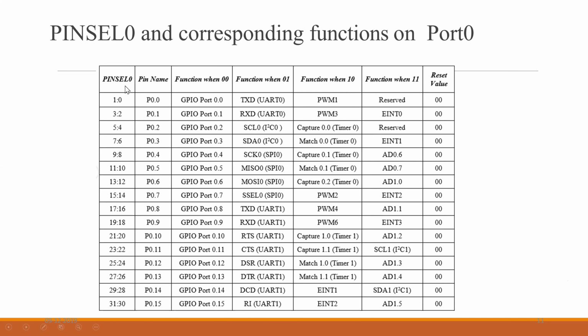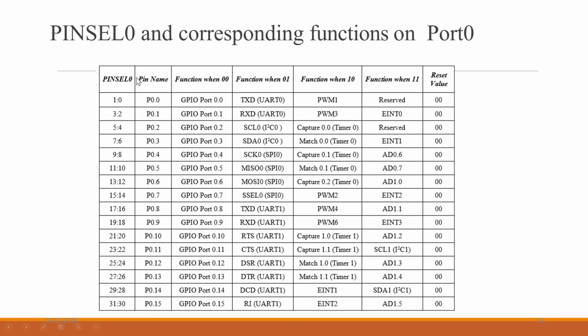In pin cell 0, for bits 0 to 1, if its value is 0 0, then it can be used as GPIO port. When its value is 0 1, it is used as TXD, that is the transmitter in UART transmission. When it is 1 0, it can be used for PWM1, which is some other function. And when it is 1 1, this is reserved. So this is how you can program these registers.